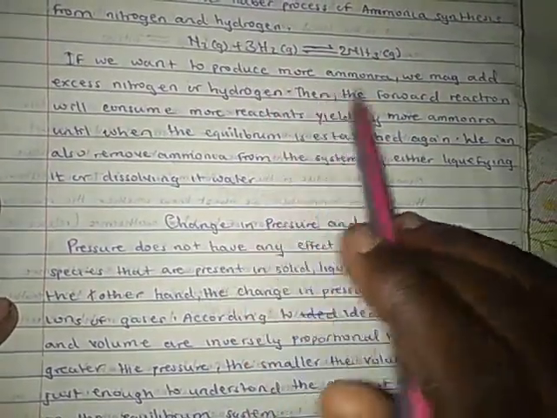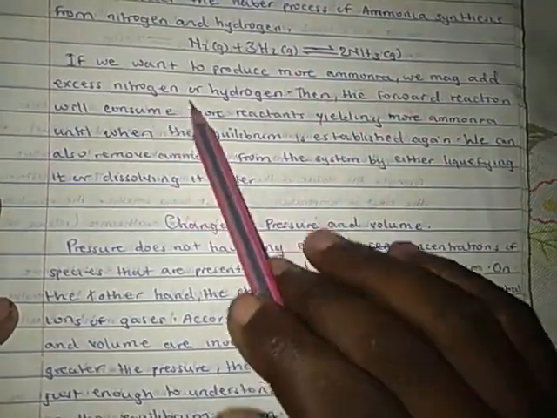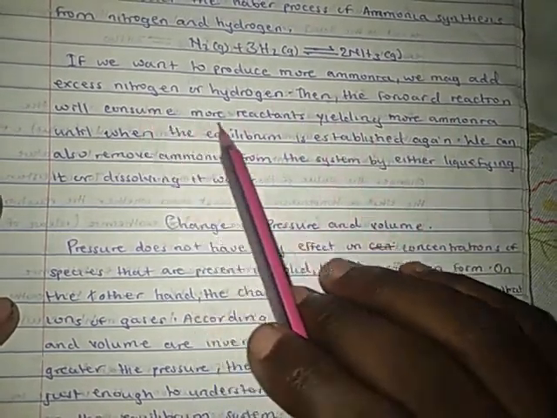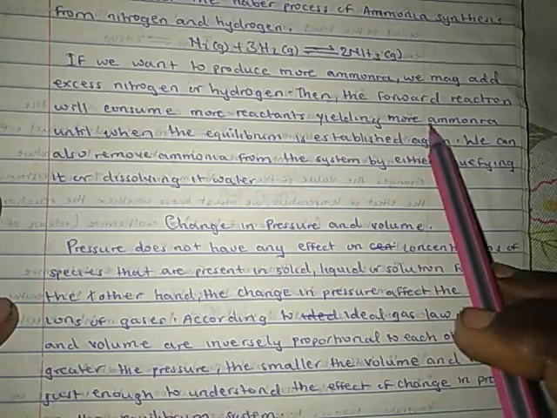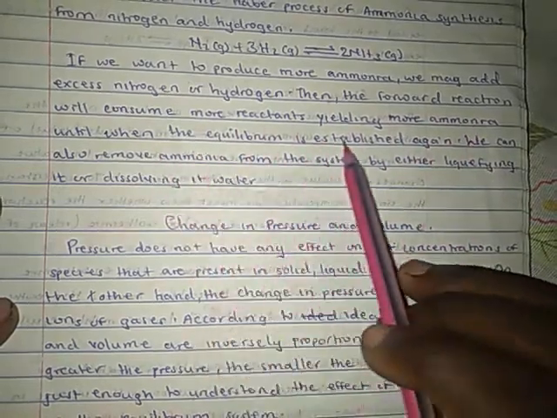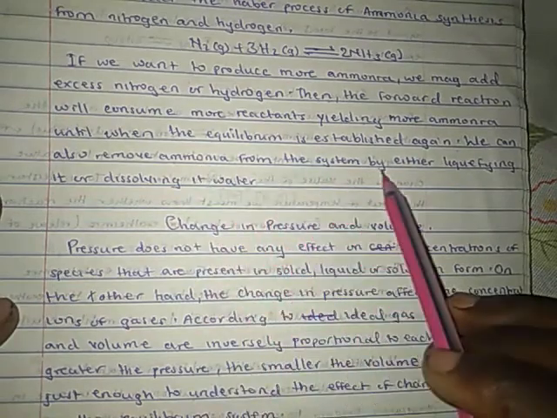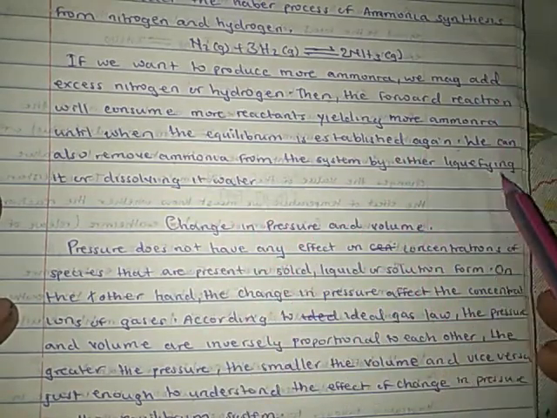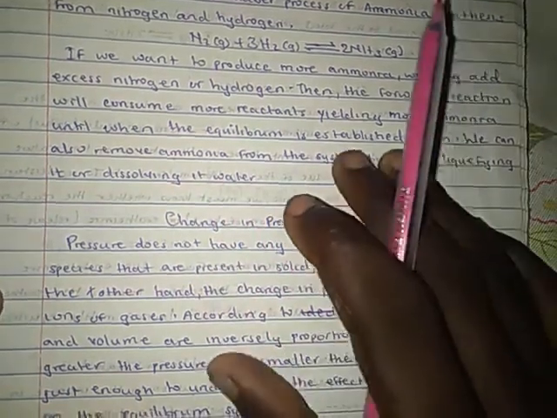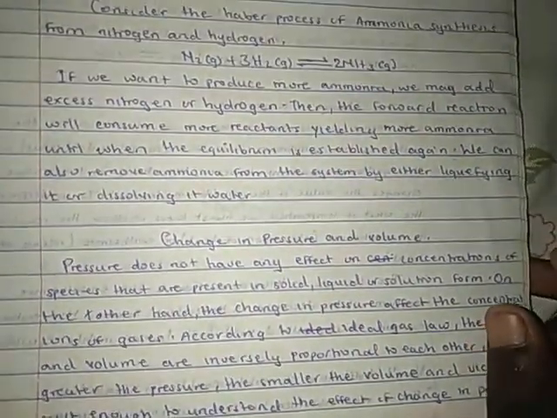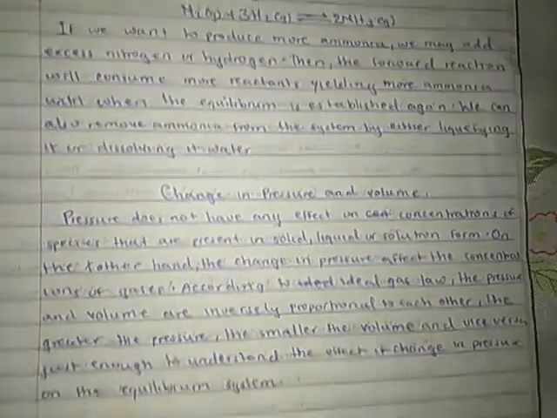If we want to produce more ammonia, we may add excess nitrogen or hydrogen. Then the forward reaction will consume more reactant, yielding more ammonia until the equilibrium is established again. We can also remove ammonia from the system by either liquefying it or dissolving it in water. This also causes an increase in ammonia production.